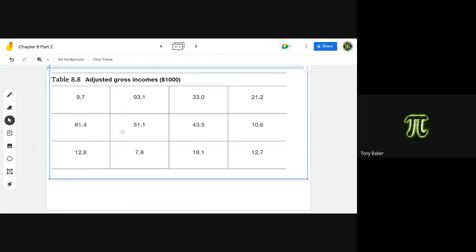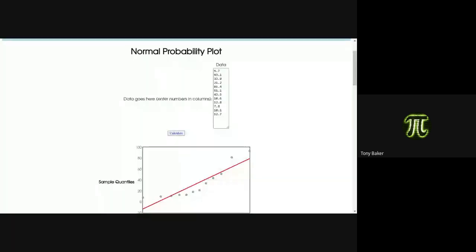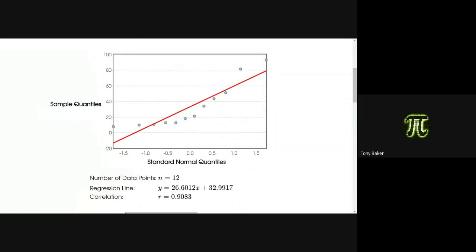So we've got our data here. First thing, it's less than 30, so we have to figure out that it's normally distributed. So if we look at this one here, we put the data in, and that's what we get. Is that normally distributed? No, it levels out and kind of shoots up. So it does not look normally distributed in this situation.